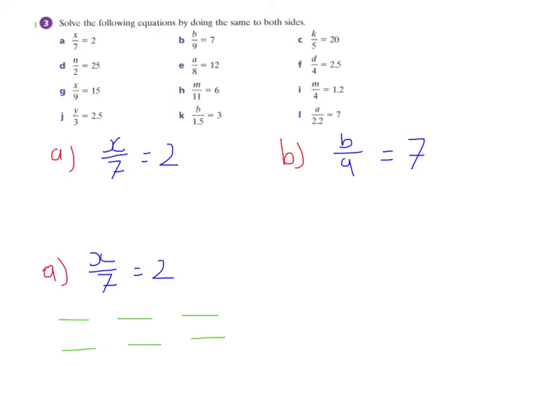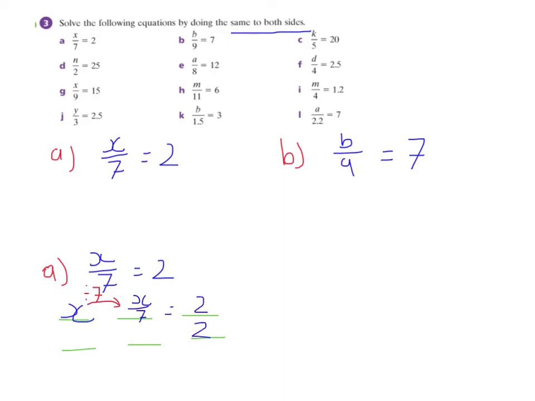Okay, let's have a look at these ones. So we've got solve the following, by doing the same to both sides. So I'm going to do it how we did it before. If we look down at this one with our backtracking flowchart, I wrote down my x. Now I had to think about this. What does this mean? When it's underneath, it means divide by 7. So that's why I wrote my x, divide by 7.